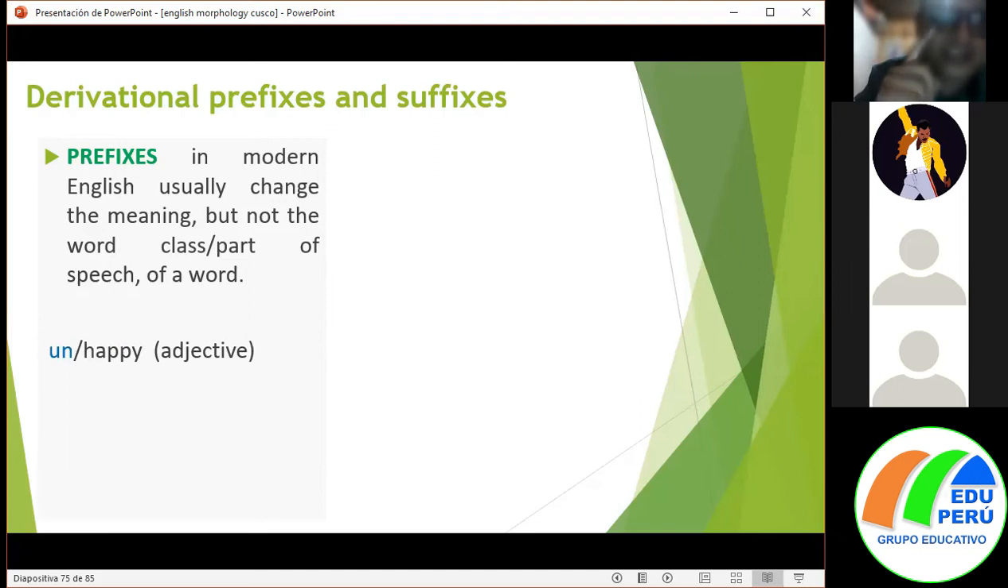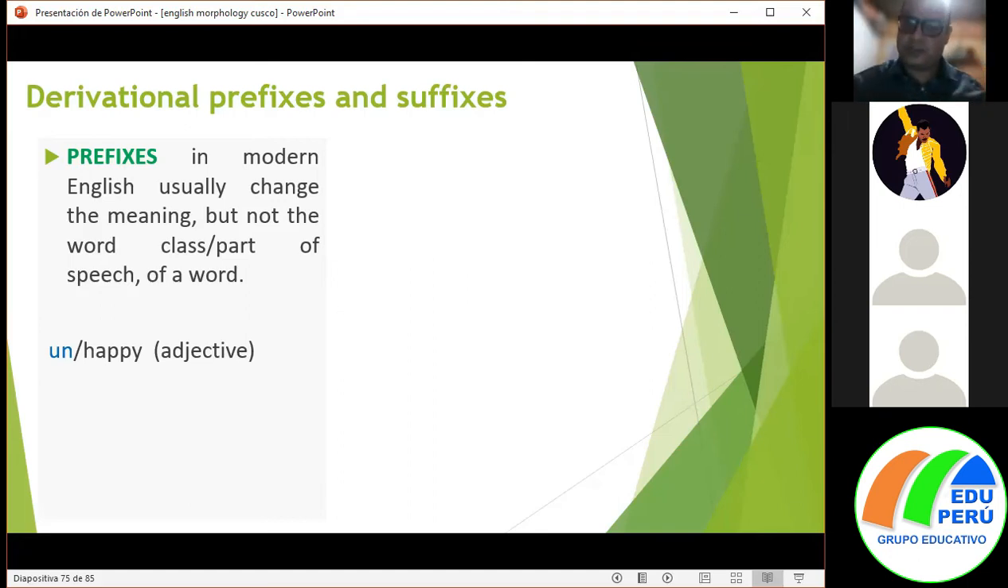All right? Happy, oh yeah, it's a glad person. Unhappy, oh no, it's a sad person. So you change the meaning. You add a prefix and you change the meaning. Notice, this is a derivational prefix, a derivational morpheme.